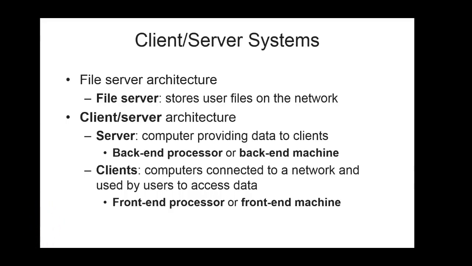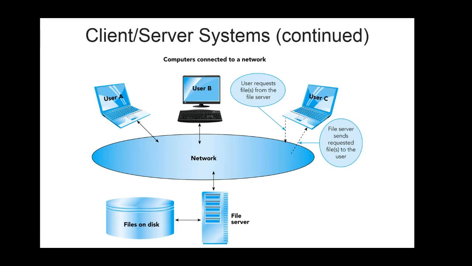Another type of architecture is called client-server. In client-server, the server is a computer providing data to the clients, which are the computers that are connected to a network and that people use to access data which is stored on a server. A server is also called a back-end processor or back-end machine. A client is also called a front-end processor or front-end machine. This is an example of file server architecture.